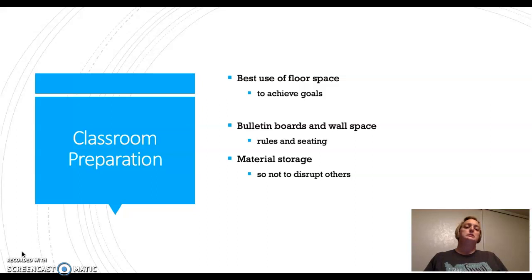The bulletin boards and the wall space are used for rules and seating charts. This shows the students where different things will be, like where different groups are, and it shows the rules of the classroom. And then the materials are stored in a way that it is not going to disrupt the others in the class if we have to go change and get a different bucket or a material or group of activities, we won't disrupt the rest of the classroom to go get those activities.